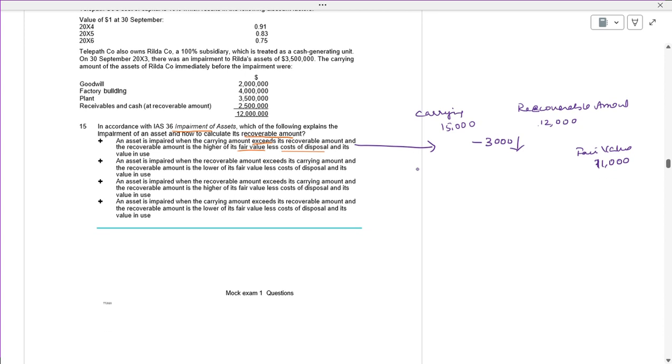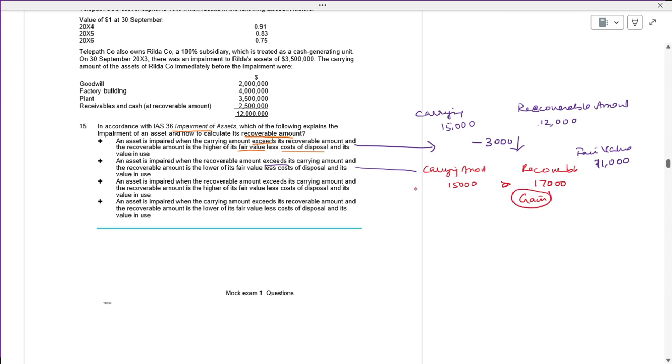An asset is impaired when the recoverable amount exceeds carrying amount. Carrying amount is how much? Here we are saying carrying amount is 15,000. But recoverable amount is 17,000. It is more. Is it right? Then it is a gain. It is not a loss.